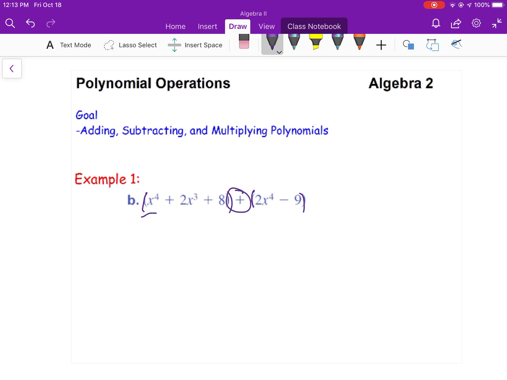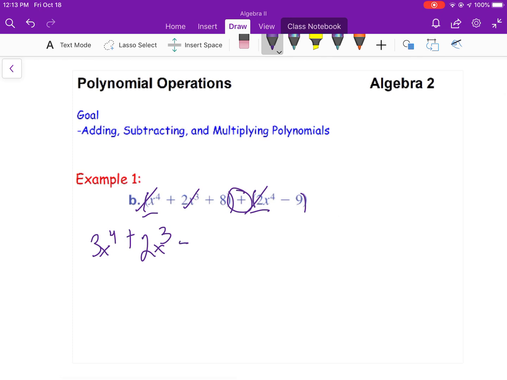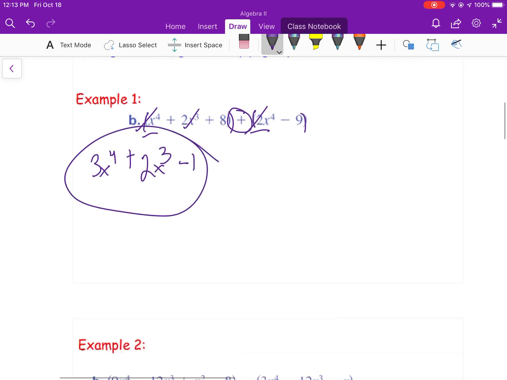So now if I got 1x to the fourth plus 2x to the fourth, I got 3x to the fourth. Okay, I'm done with those. This is my only x to the third. And then I got 8 plus a negative 9, so minus 1. So again, I'm just combining like terms. I'm adding those two polynomials.